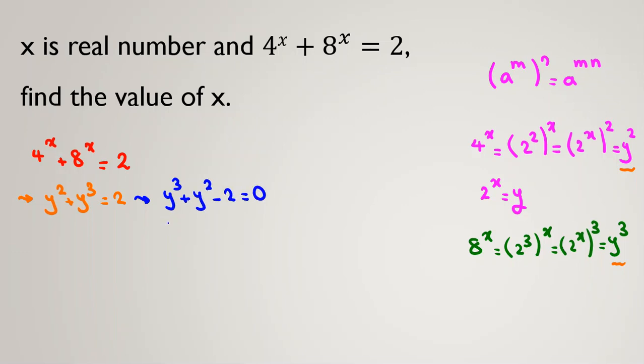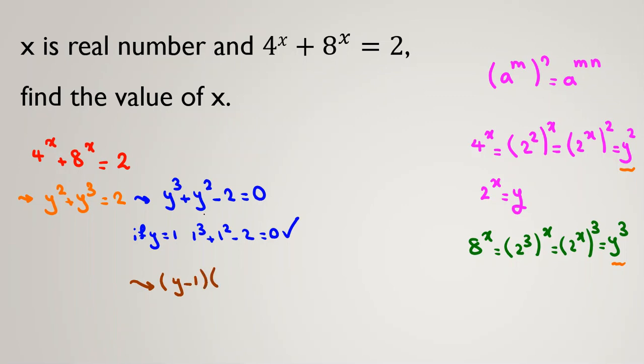The most useful way is to find at least one root. If y equals 1, you will see 1 cubed plus 1 squared minus 2 is 1 plus 1 minus 2, which is 0. So y equals 1 is one root. Now, because y equals 1 is one root, we can factor. It is so much useful. The idea is you can factor out y minus 1.